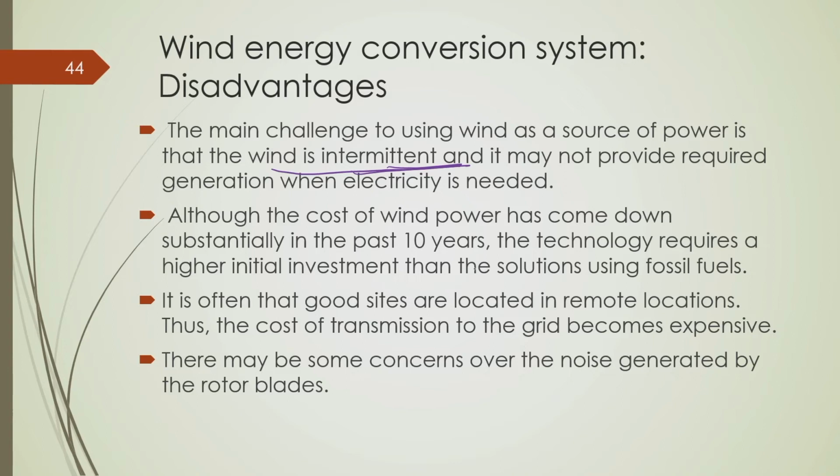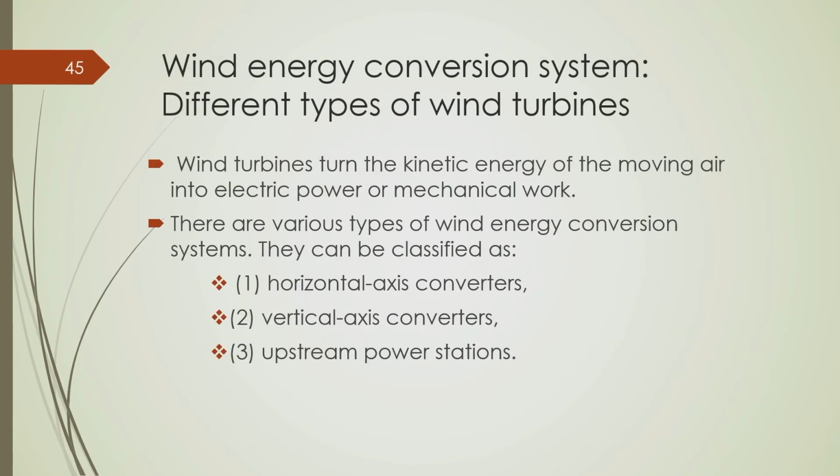Okay. So, the cost of wind power particularly has come down in the last few years, last 10 years or so, but it requires an initial investment cost which is much higher. Okay. So, we have some good sites in remote locations, but the cost of transmission to the grid becomes expensive. Sometimes we have offshore wind parks, but again this transmission of power will require some transmission infrastructure, which makes the whole thing costlier. Okay. And also there is a noise problem, some nuisance due to the rotor blade movement, and a small amount of environmental impact due to those types of problems.